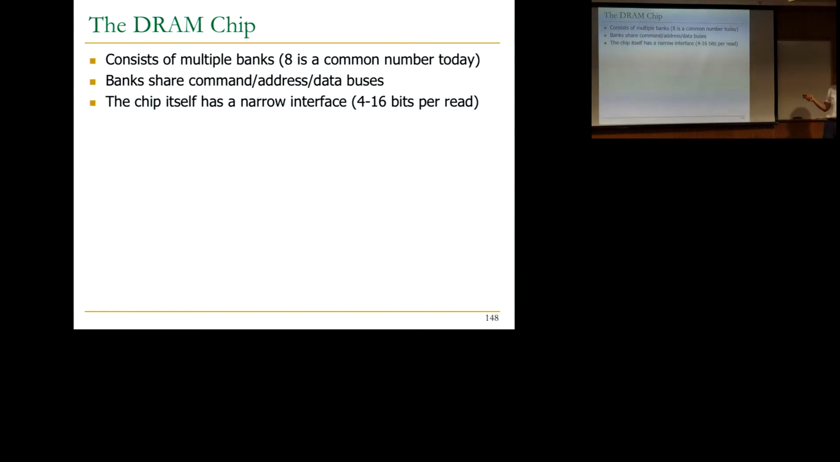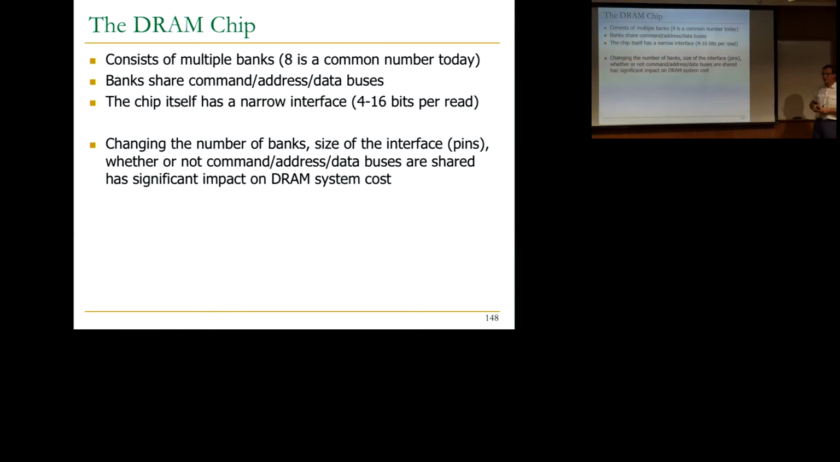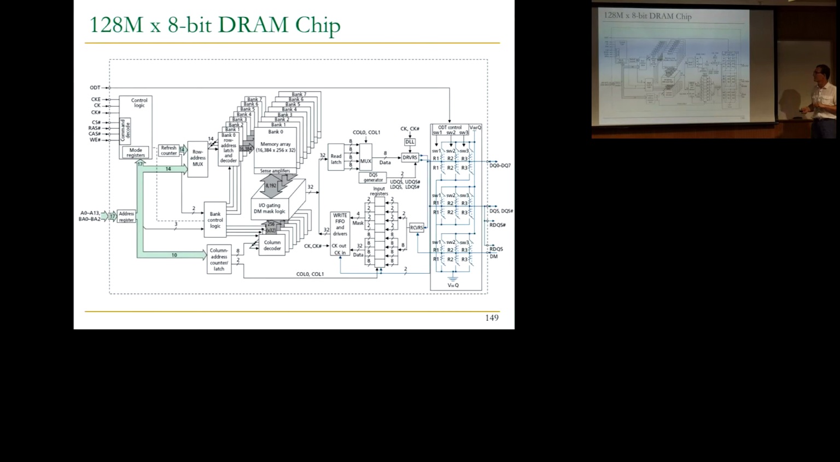The chip itself is a narrow interface, because remember, the number of bits that you input or output of the chip determines how many pins you have. And the DRAM industry has been very much focused on cost. Each pin is additional cost, so they want to minimize the pins. Changing the number of banks, the size of the interface, or whether or not the command, address, and data buses are shared has significant impact on DRAM cost, and also system costs on top of that, which we're not going to get into. You can think about some of the trade-offs over here.